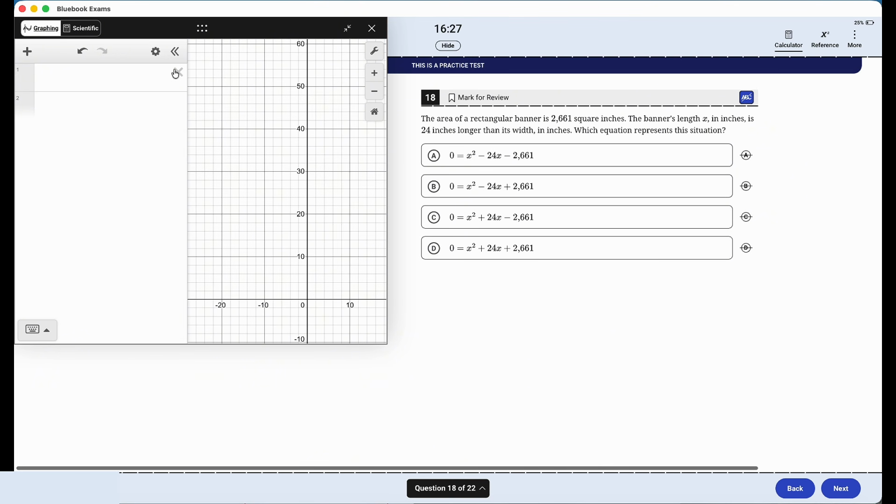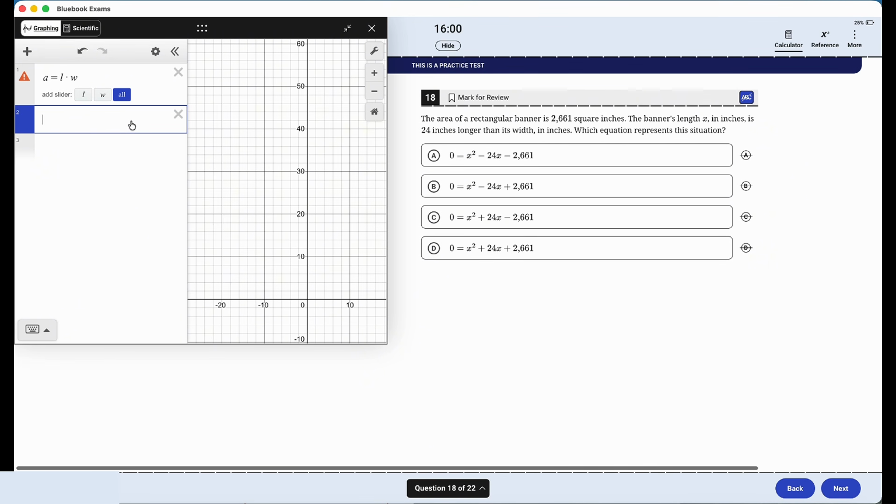Next one says the area of a rectangle is 2,661 square inches. The banner's length x is 24 inches longer than the width. Okay, this seems like a harmless question, but a lot of people get this wrong. You'll probably fall for this trap if you haven't seen it. And again, that just comes down to practice. You do enough practice, you see how they try to trap you, and you're more aware and don't fall for those things. Do your practice. I have a lot of that set up for you at sigmaprep.io.